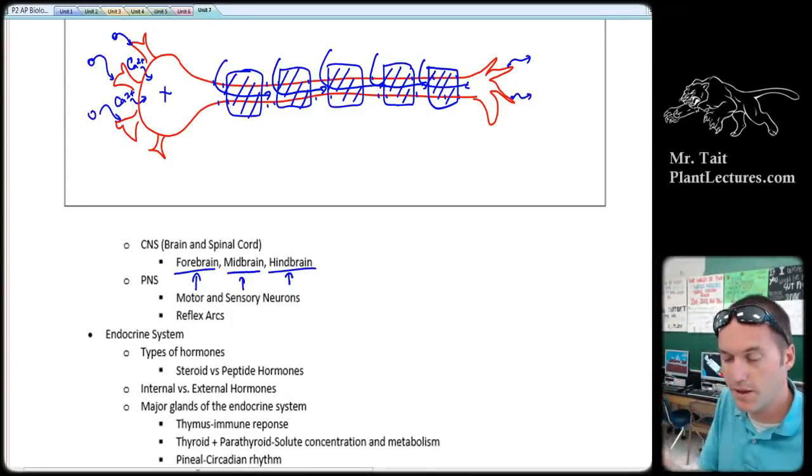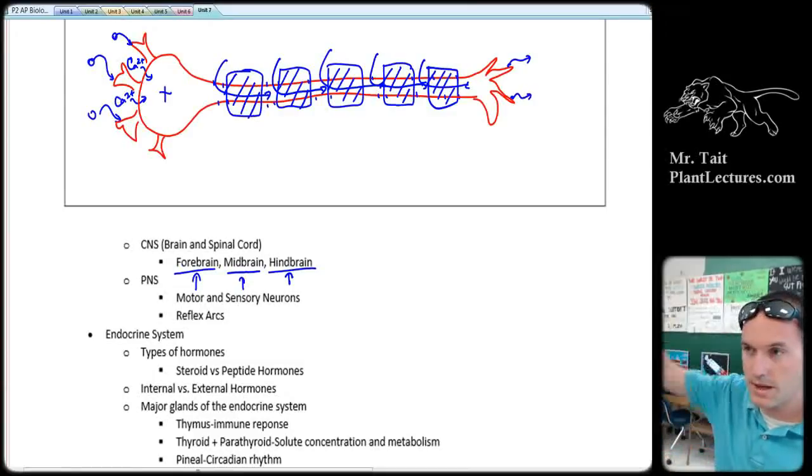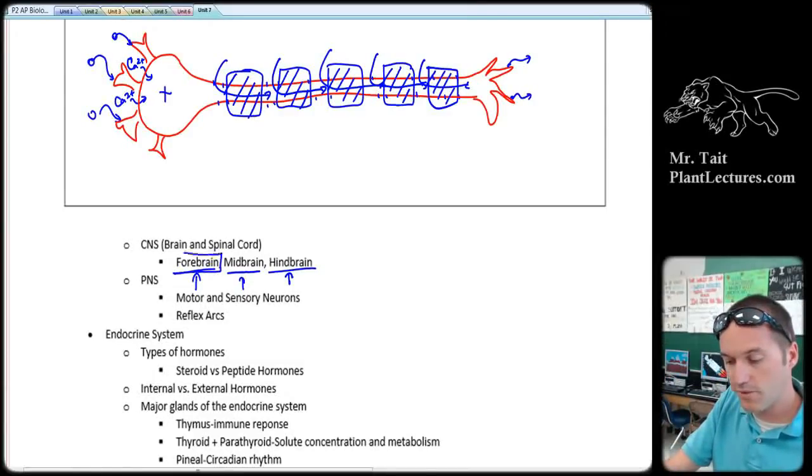If I think about, okay, can I will myself to stop my heart? Well, I can't think about that and stop it, so that must be handled somewhere else, like in the midbrain or the hindbrain. Versus, can I move my arm? Yes, I can move my arm. Therefore, that is handled in the forebrain because it's a voluntary action.